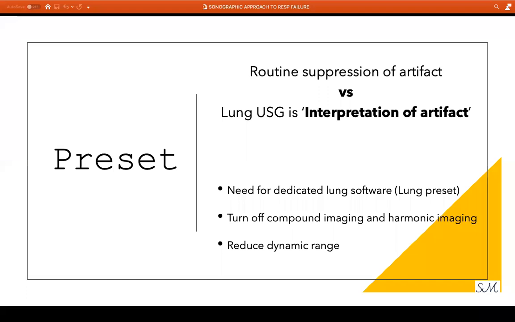There is also another challenge whenever we are doing a lung ultrasound. Mostly, in a standard ultrasound machine, there is a setting which suppresses routinely developed artifacts. But we know lung ultrasound is basically the interpretation of artifacts. So we need to make some dedicated changes in the software of the ultrasound, which is called lung preset. At the same time, we have to turn off compound imaging and harmonic imaging, and also reduce the dynamic range to get better clarity for lung ultrasound.